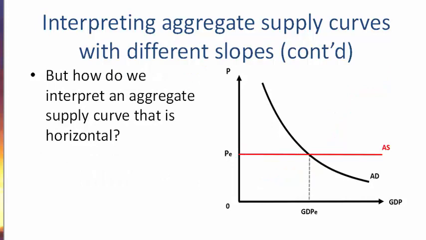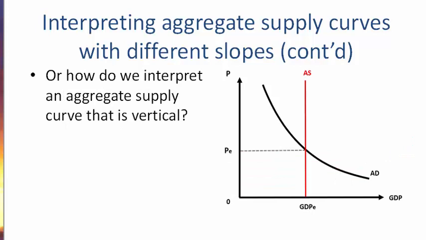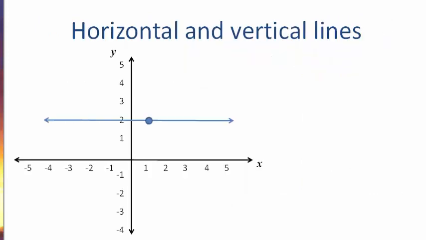But what if we have an aggregate supply curve that's horizontal? How would we interpret this? Or what if we have an aggregate supply curve that's vertical? How would we interpret this? Note that in all of these diagrams, we're just including an aggregate demand curve so we can identify the equilibrium points. In order to answer questions such as these, we need to understand horizontal and vertical lines and what their equations and behaviors are.